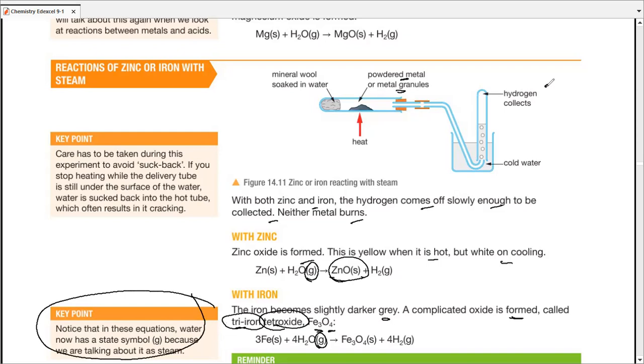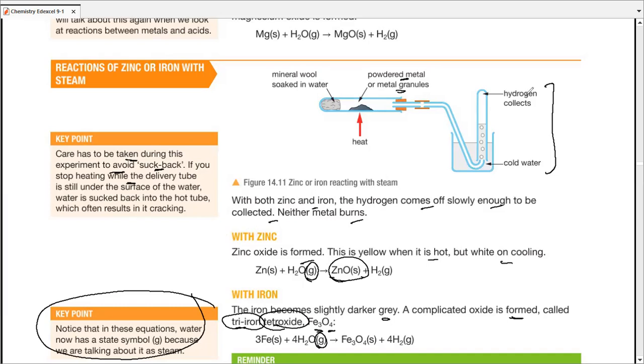Now, this method is different from what we have been doing previously, either with magnesium or with calcium. So why are we doing it? Care has to be taken during this experiment to avoid the suckback of gas. If you stop heating while the delivery tube is still under the surface of the water, water is sucked back into the hot tube, which often results in cracking. So you never stop heating while the delivery tube is still under the surface of the water. You disconnect the delivery tube, and then you can stop the heating after.